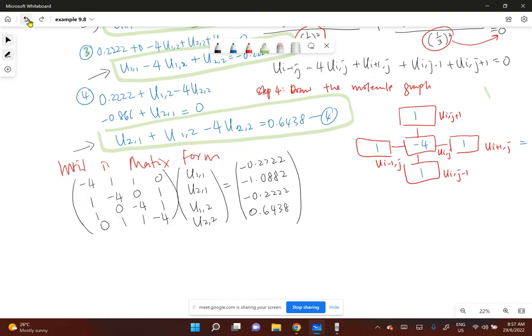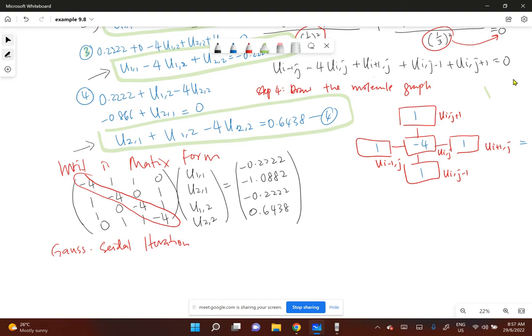You can even use the Cholesky method, because this matrix is symmetric positive definite. Also, this one is diagonally dominant, so we can use the Gauss Seidel iteration method.